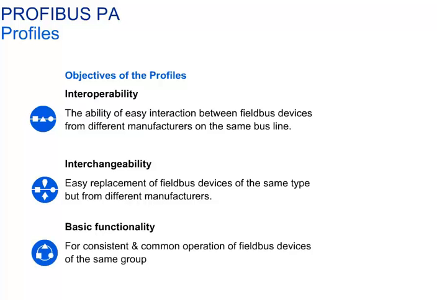Basic functionality, consistent operation of the field bus devices of the same group. It's possible to parameterize all devices of a group, like temperature, with a universal driver, GSD DTM, although this is limited to the basic functionality. This feature, too, is not frequently used, as the users often want to set the manufacturer-specific parameters as well.